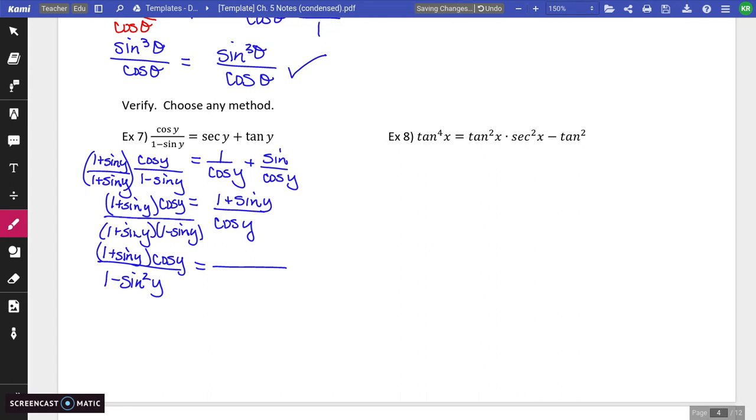Okay, so how does that work with my left side? What we could do now is distribute. Hang on.